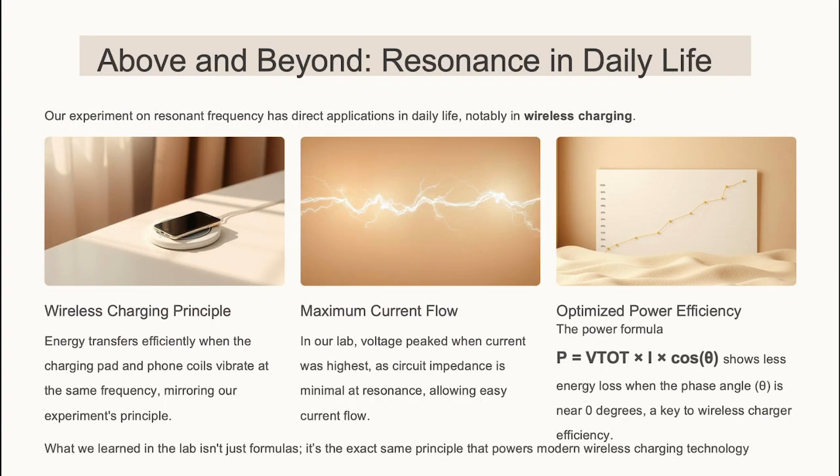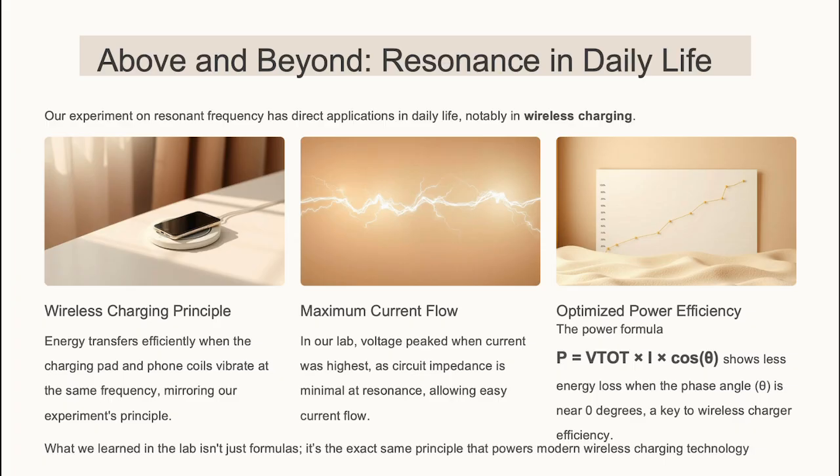In this experiment, we studied resonance. A common example is wireless charging. When the pad coil and the phone coil share the same resonant frequency, XL equals XC, impedance is low, current increases, and VR peaks, just like in our lab.